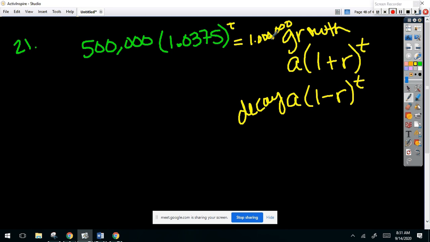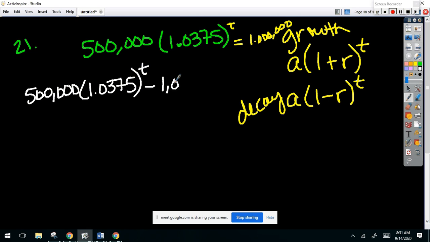Logs are exponents. But because we don't have that knowledge yet, you can do one of two things. You can make the equation equal 0. So to do that, I would have 500,000 times 1.0375 to the T minus a million. Then, when I graph it, please don't bog down. You'll cross your fingers a second.